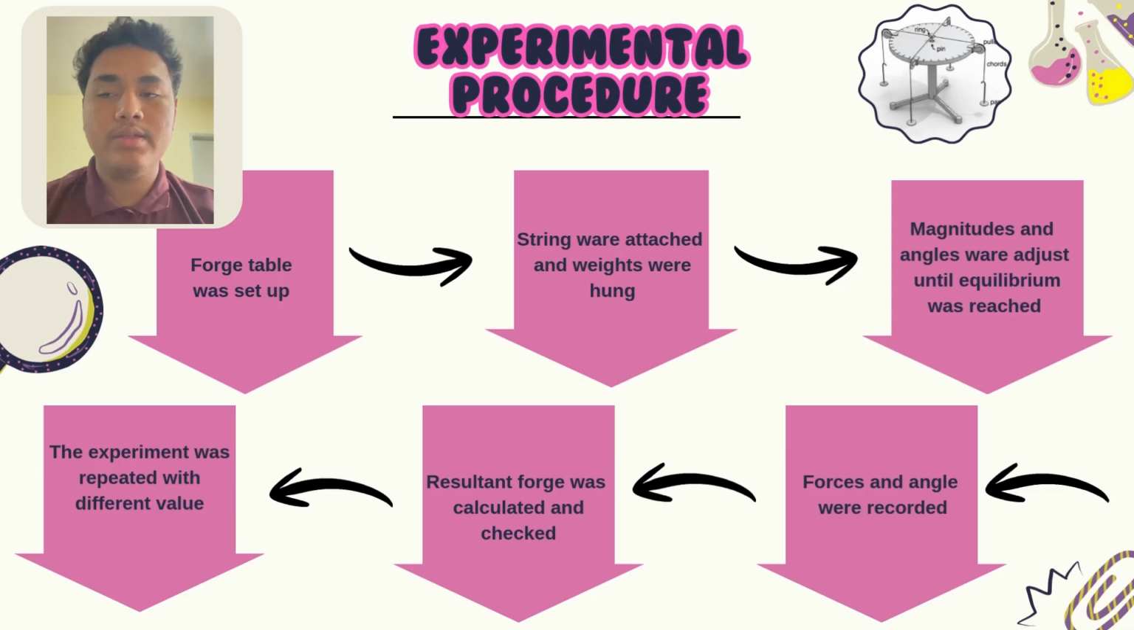Strings were attached and weights were hung. Magnitude and angle were adjusted until equilibrium was reached. Force and angle were recorded. The resultant force was calculated and checked. The experiment was repeated with different values.